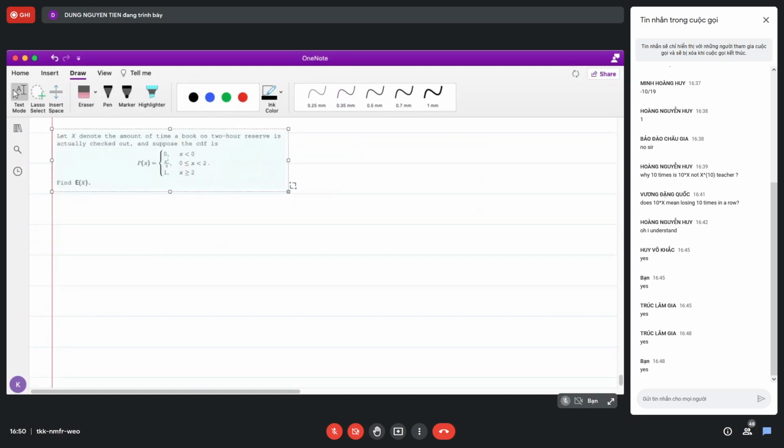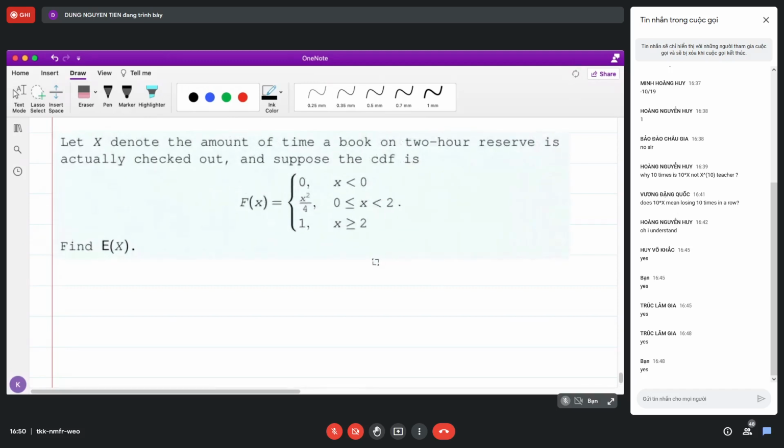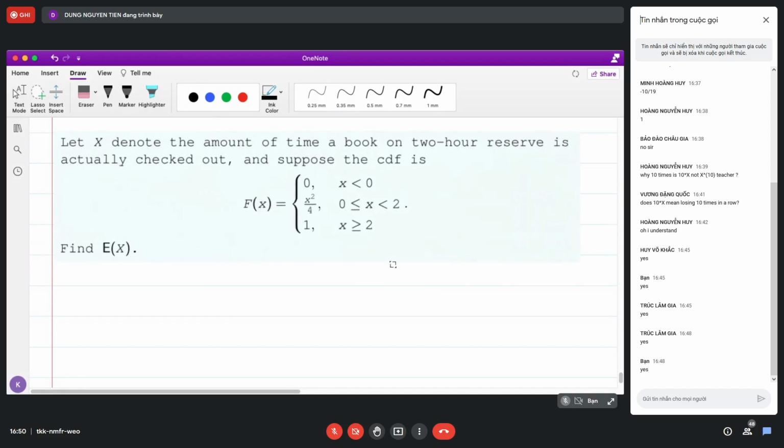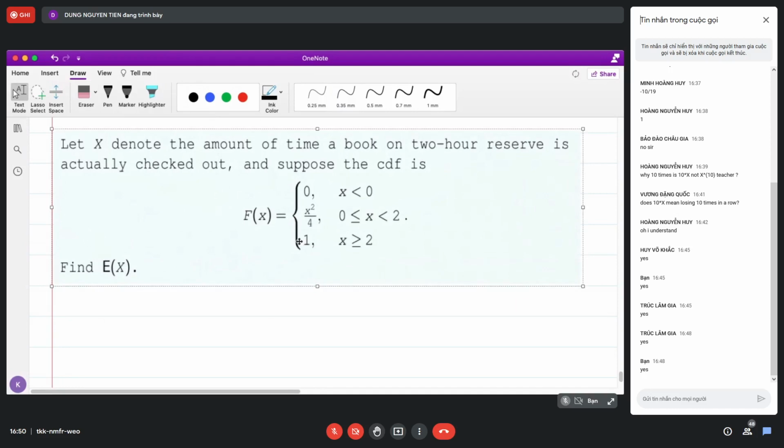Suppose that X is the amount of time a book on 2-hour reserve is actually checked out, and suppose the cumulative distribution function is this one. Can you find the average amount of time that the book is actually checked out? Can you do that? Do you know how to get the answer?